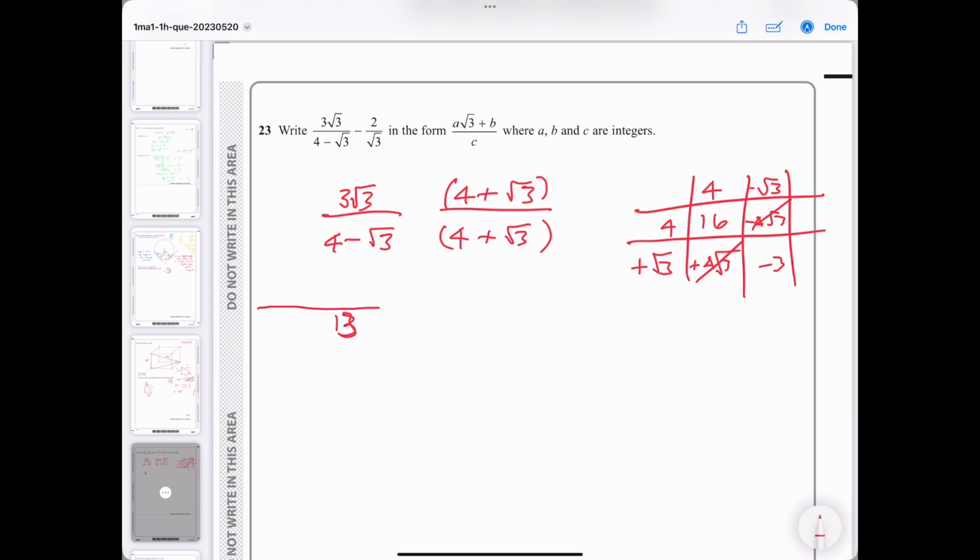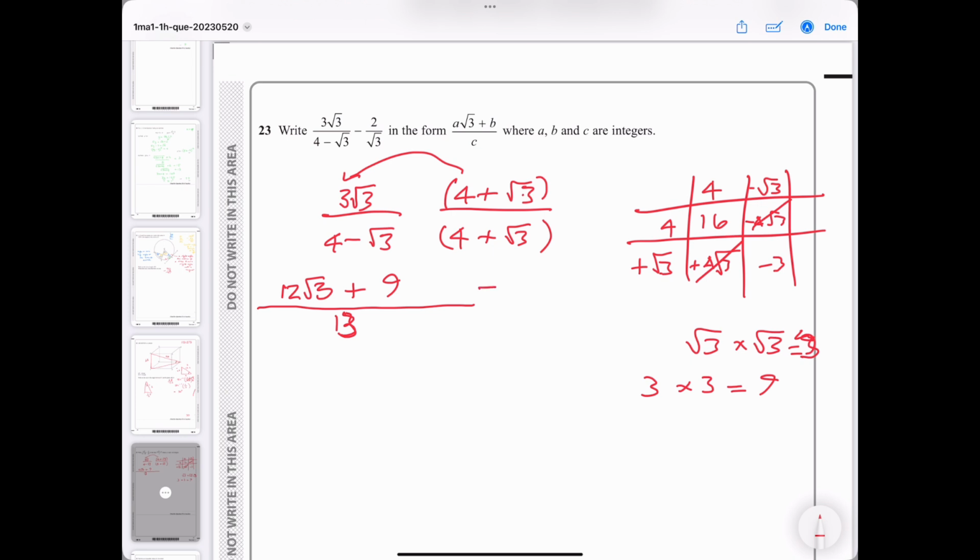Now on the top, we can use FOIL for this. We get 4 times 3√3 is going to be 12√3. And then √3 times √3 is 3. And 3 times 3 is 9. Okay, just so, √3 times √3 equals 3, and then 3 times the other √3 is 9. Right, now we can do the next bit.